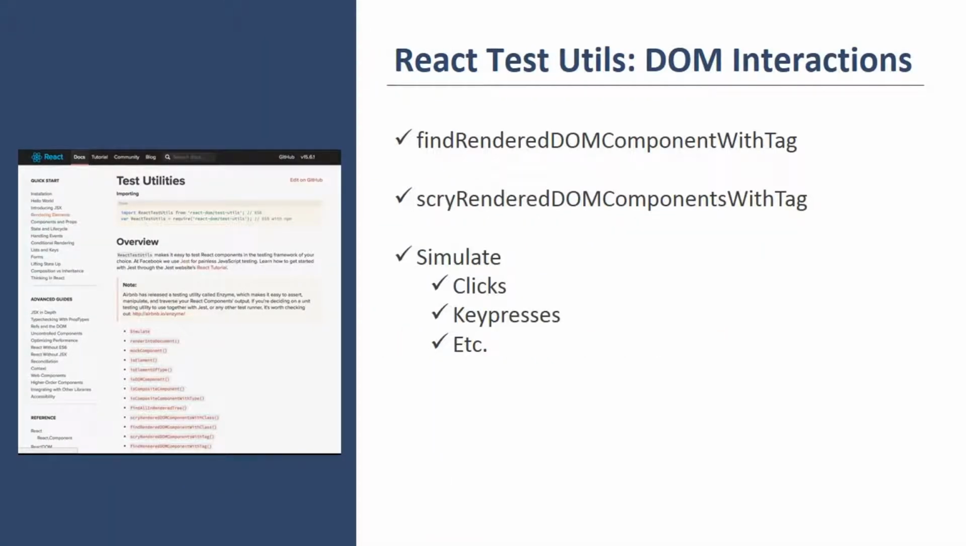React Test Utils also offers a variety of functions for querying and interacting with a DOM. Find rendered DOM component with tag is useful for finding specific DOM elements by tag. And scry rendered DOM components with tag finds components by tag name. As you can see, these names are very verbose.